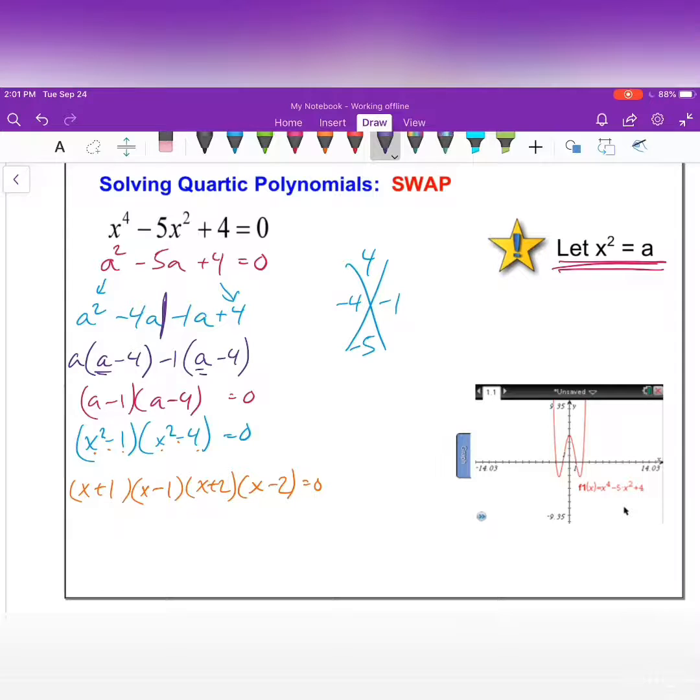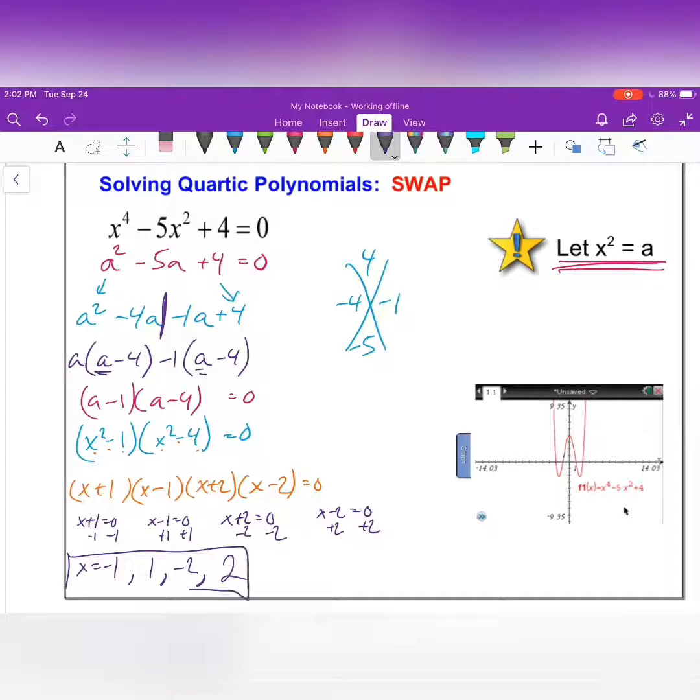But now, step 2 would be to take each of these and set them equal to 0. So there's that one equal to 0. There's going to be 4 of them in total. And when you subtract 1 on both sides here, you get -1. When you add 1 on both sides there, you get 1. Subtract 2 on both sides there, you're going to get -2. And add 2 on both sides there, you're going to get +2. So really, there are 4 answers to this one, and it had a degree 4. So whatever the degree is how many answers it has.